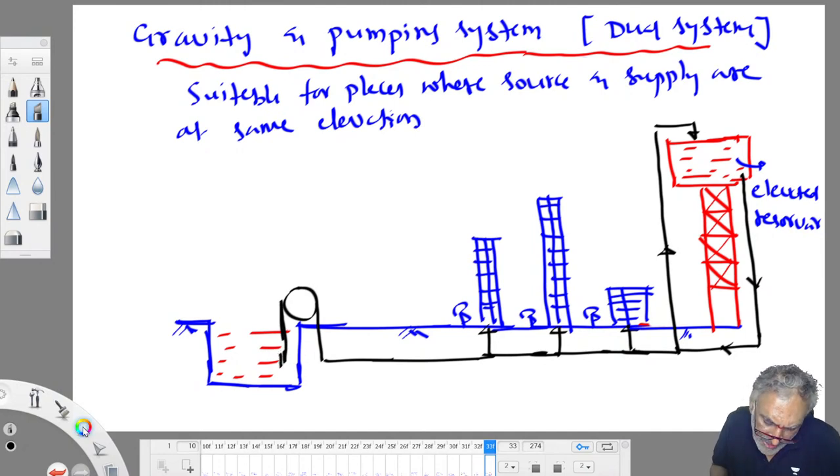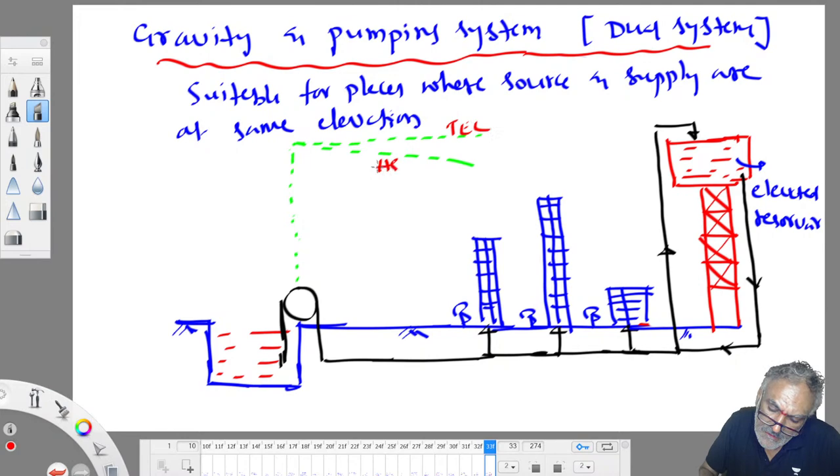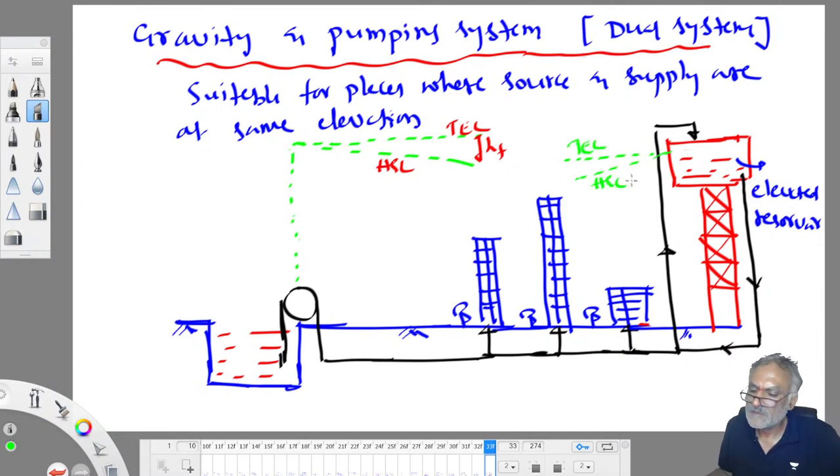So at the time of pumping, the energy levels shoot up; you can have any amount of energy. So we have got the hydraulic gradient line and the total energy line. This is lost due to friction. Similarly, from this direction also, we have got energy lines. So this much amount of water is available, so comfortably you can reach there. This is the total energy line, this is the hydraulic gradient line.